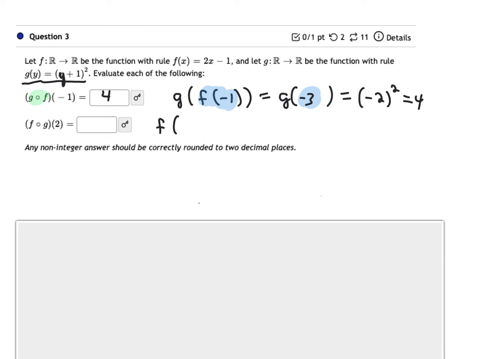F of g of 2 can be better written as f of g of 2. Once again, we're working inside the parentheses first. So I first have to figure out what g of 2 is. G of 2, again, the action of g is to add 1 to the input and square it. So that's 3 squared, which is 9. So f of g of 2 is the same as f of 9.